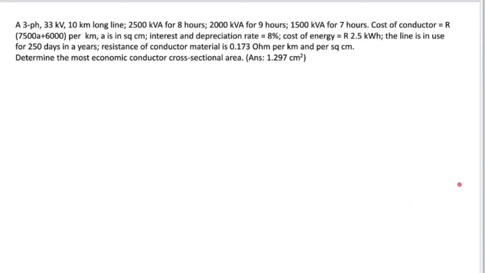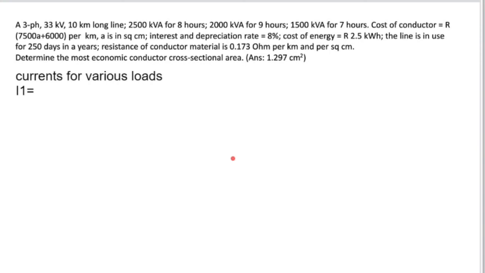Let me now go to the next step, currents for various loads. Now first one is I1. Three different types of load conditions are there. The first one is 2500 kilovolt ampere for 8 hours. The second one is 2000 kilovolt ampere for 9 hours. The third one is 1500 kilovolt amperes for 7 hours. So we need to calculate 3 currents.